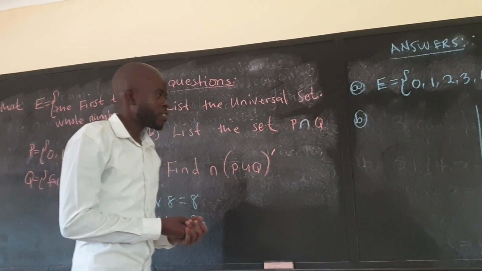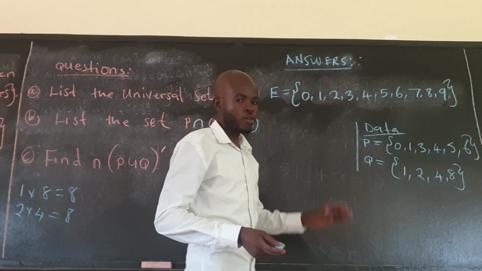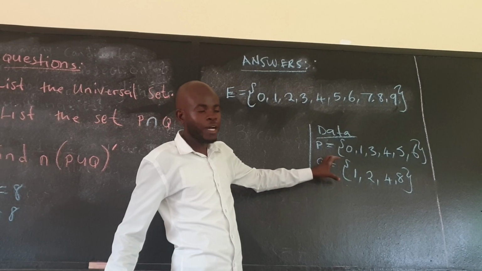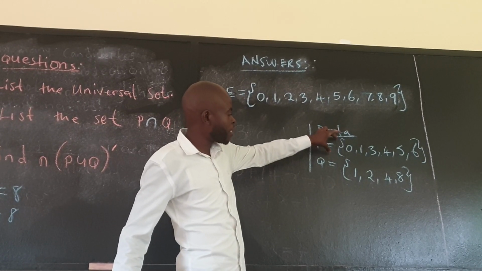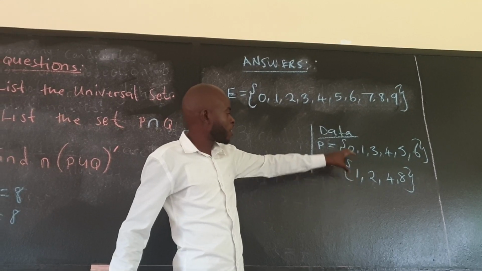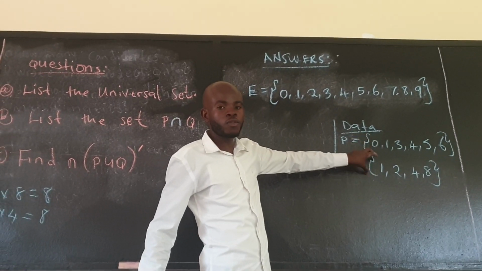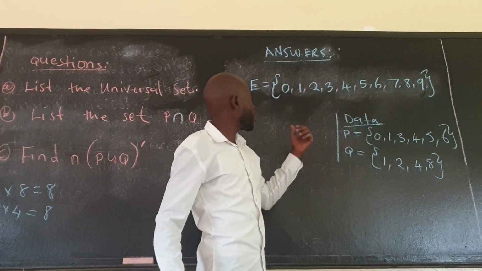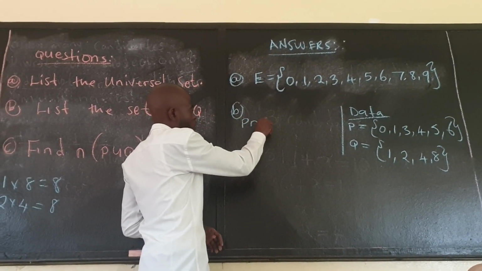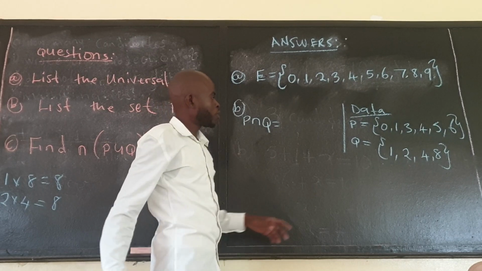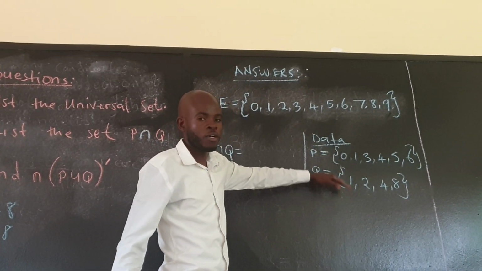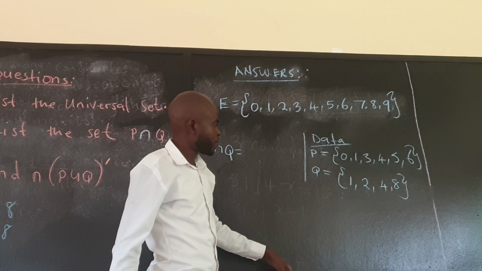Now, the word intersection in sets simply means the members that are common in set P and they are also found in set Q. So they are found in both sets. This is the answer that we want. So P intersection Q is equal to. Check out which numbers are found in both of the sets.